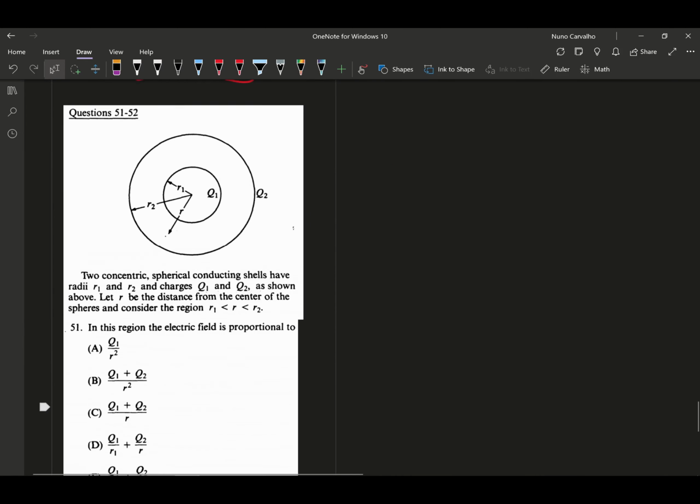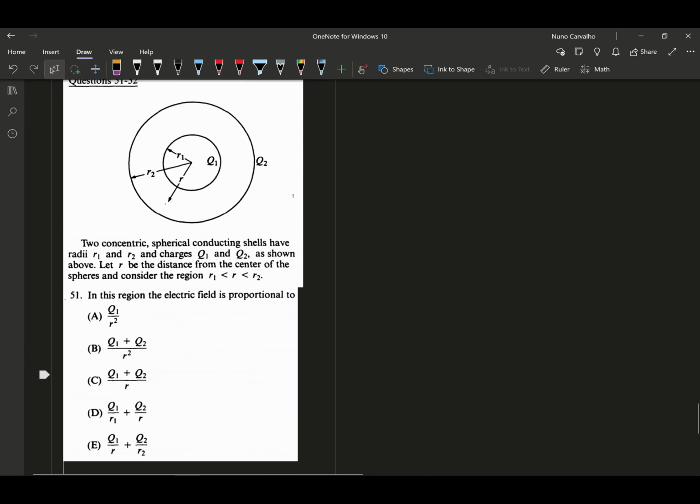Number 51, we are given two concentric spherical conducting shells that have radii R1 and R2 and charges Q1 and Q2, as shown above. And we are asked about r, which is the distance from the center, and we're specifically being asked about this region right here between R1 and R2.